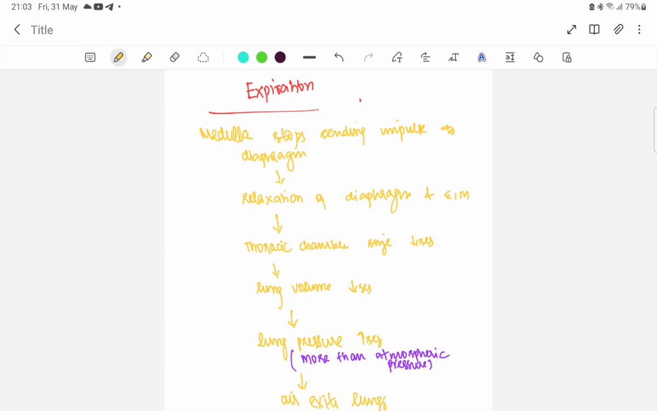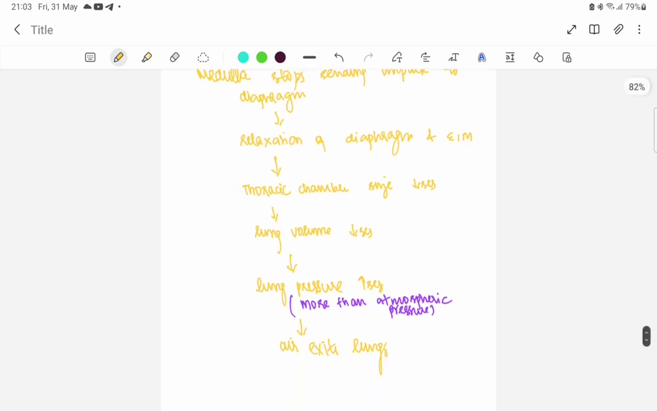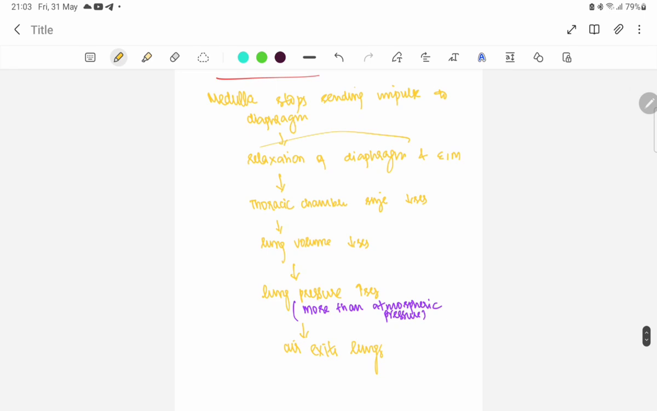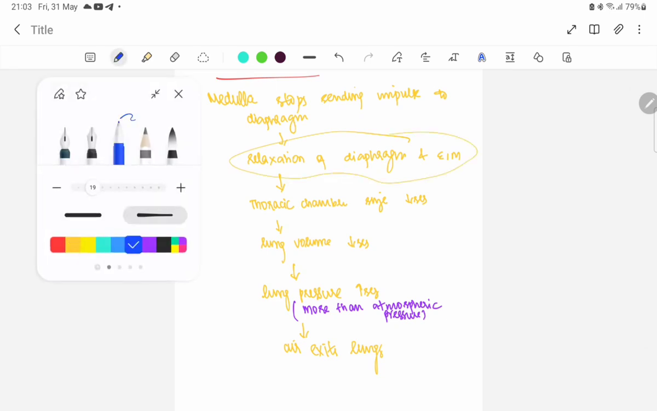Now we are going to discuss expiration. It's the exact opposite of inspiration. Here during expiration, the medulla stops sending impulses to the diaphragm. So the diaphragm won't contract, and simultaneously the external intercostal muscle also won't contract. So the thoracic chamber size now decreases. It results in a decrease in the lung volume as well. So if lung volume decreases, lung pressure will increase. That is more than the atmospheric pressure. That is why air exits the lung. This is called expiration. As you see, expiration happens because of the relaxation of the diaphragm and external intercostal muscle. That is why it is a passive process.